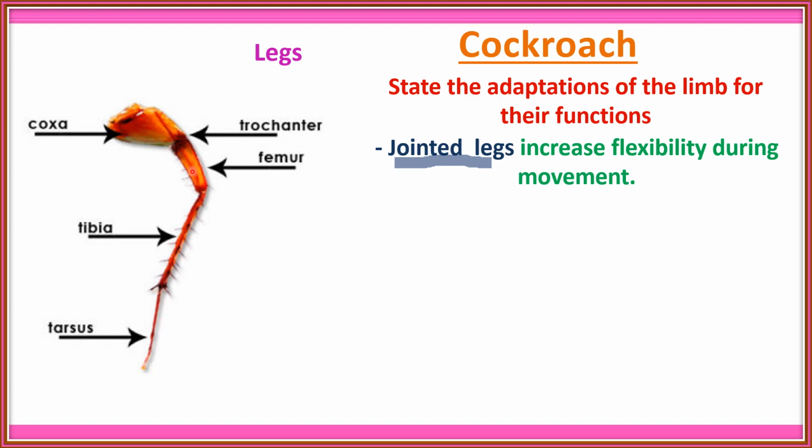They are jointed legs, whereby you have the trochanter. From the trochanter you go to the femur. There is a joint there to the tibia. There are joints to the tarsus. Those increase the flexibility during movement. Those are the jointed legs.